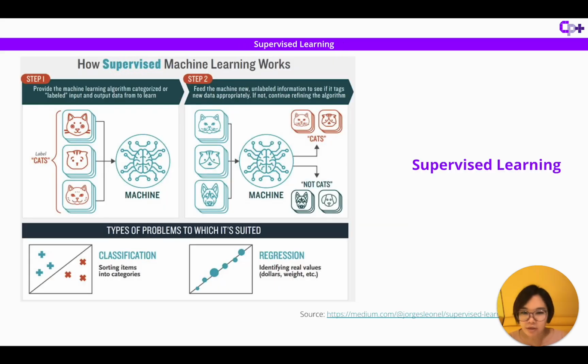So this is an infographic about what supervised learning is about. You give the machine labeled data, those labeled with the targets, right? From the labeled data, the computer will then be able to learn to distinguish between cats and dogs, even if you give it new data that it has not seen within the training phase, right? And classification is when I sort the items into categories. Regression is when I identify a real value, like how much money or the weight, the height.